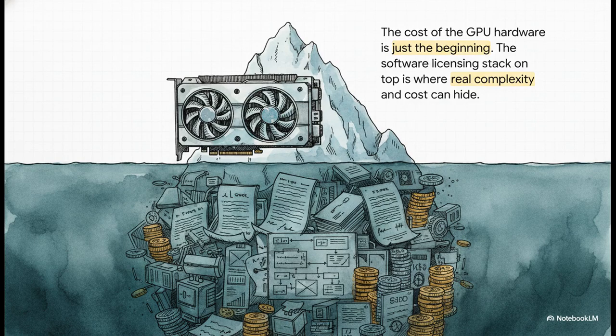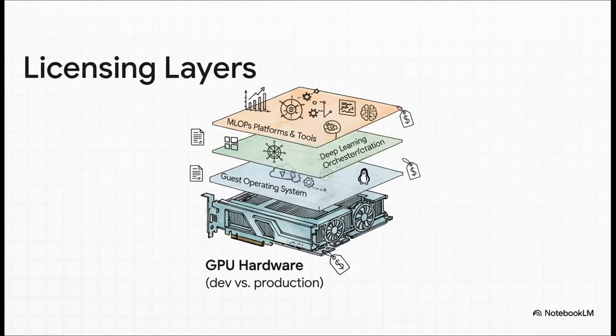The software licensing that sits on top of it, well, that's a minefield where the real complexity and costs are hiding. And this slide just lays out how complicated this can get. It's not one license. It's a whole stack of them. You've got the license for the GPU itself, which can have different rules for development versus production. Then you've got the hypervisor, the operating system in your VM, maybe support agreements for your deep learning frameworks, your Kubernetes platform, and then all your MLOps tools on top of that. Every single layer can add cost and its own set of rules you have to follow.